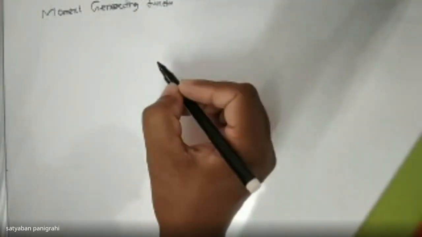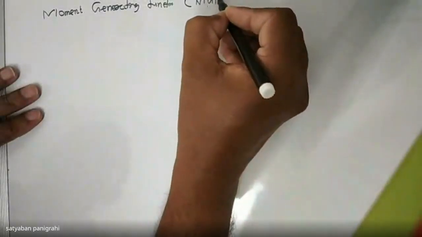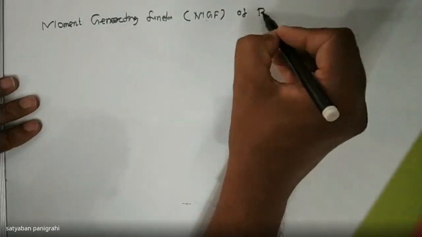Okay. Next part. Next part is, I'll spell it out better now, our moment generating function, or you can say MGF. Okay, moment generating function of binomial distribution.